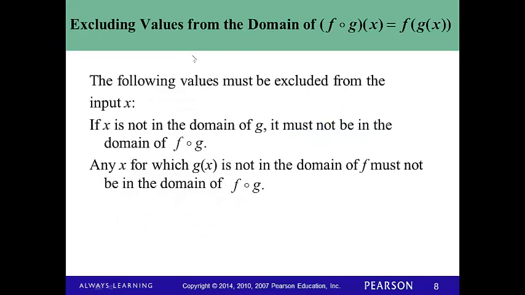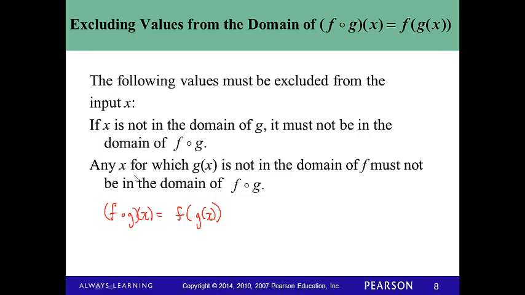Now, what values do we exclude from the domain? If x is not in the domain of g, it must not be in the domain of f∘g. So let's examine that further. f∘g is the same as saying f of g of x. Well, if x is not in the domain of g, meaning it does not work for g, how will it work for f? Therefore, it cannot be in f∘g. So if x is not in the domain of g, it's not in f∘g.